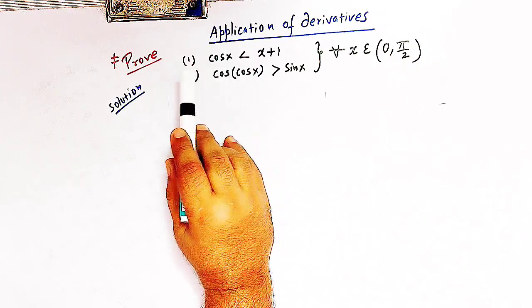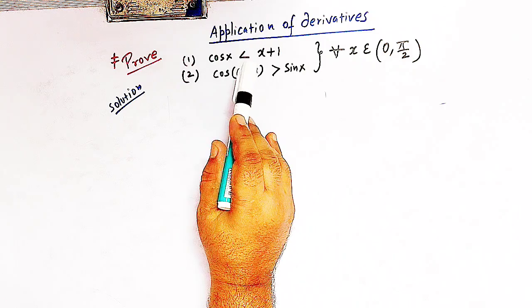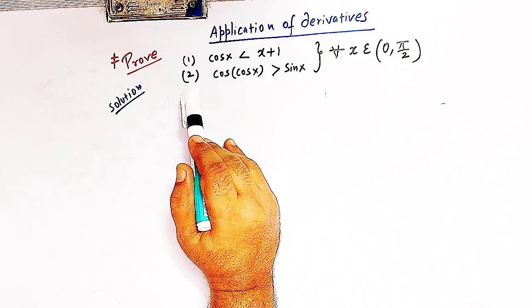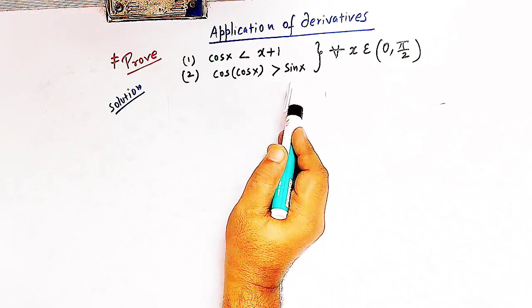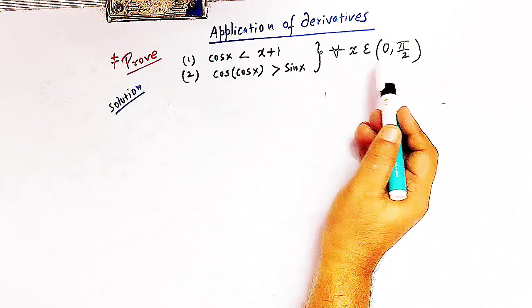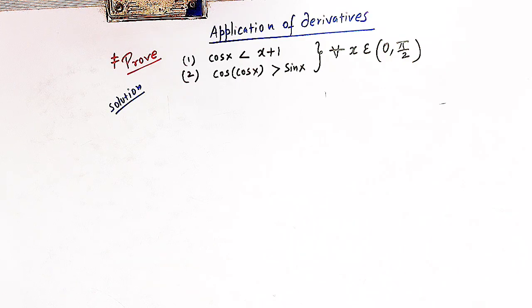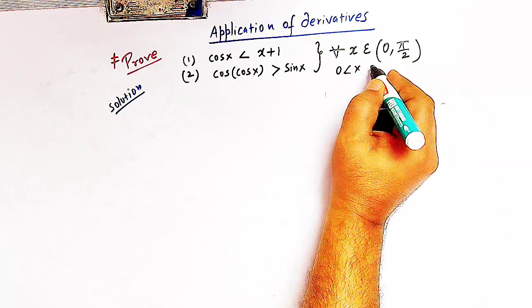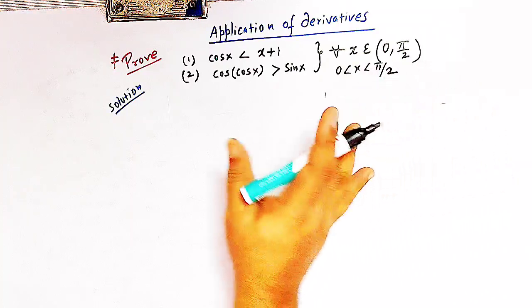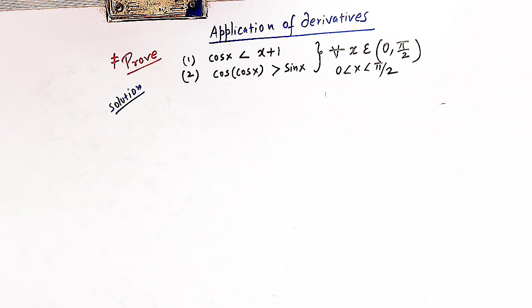In the first problem we have cos x is less than x plus 1, and in the second problem we have cos of cos x is greater than sin x for all values of x belonging to the open interval 0 to pi by 2. So x varies from 0 to pi by 2. We'll see how we can prove these inequalities easily with the help of the concept of increasing and decreasing functions. So let us start.